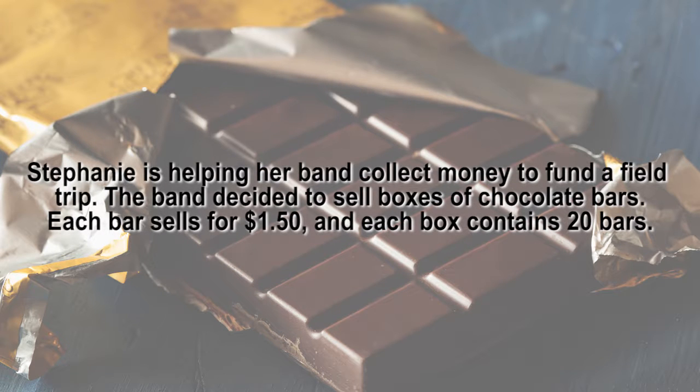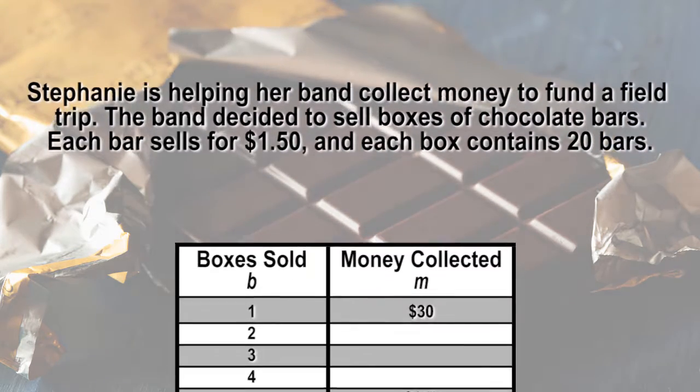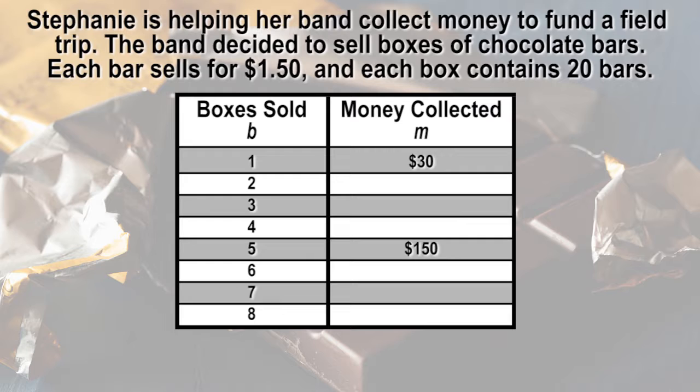Stephanie is helping her band collect money to fund a field trip. The band decided to sell boxes of chocolate bars. Each bar sells for $1.50, and each box contains 20 bars. Here is a partial table of the money collected for the different number of boxes sold.